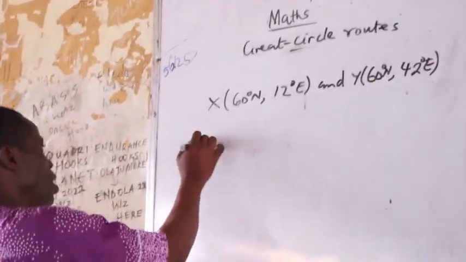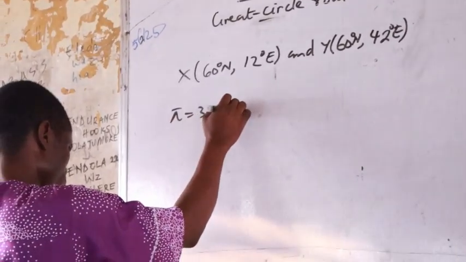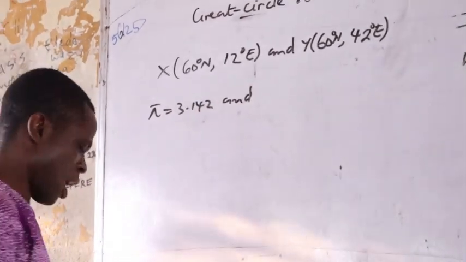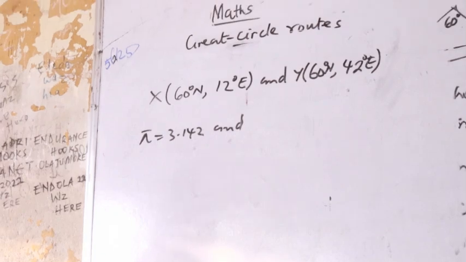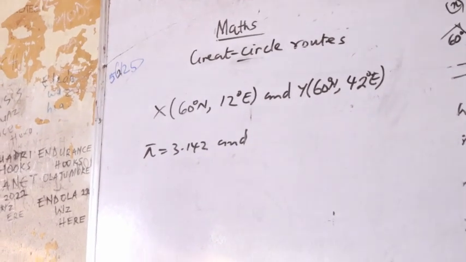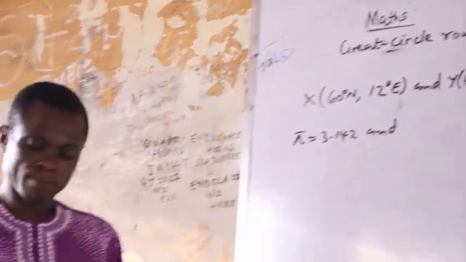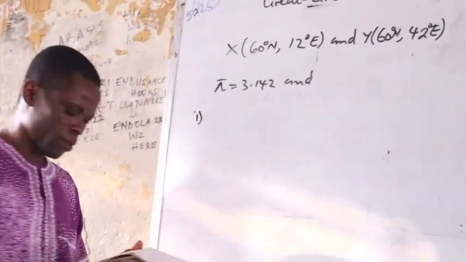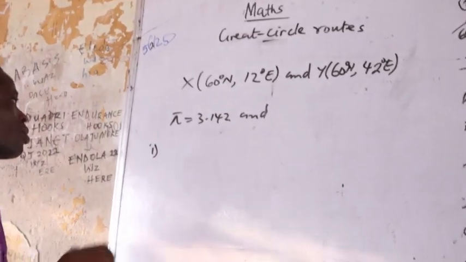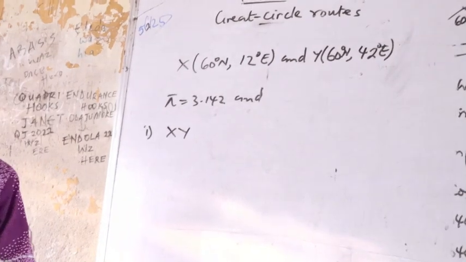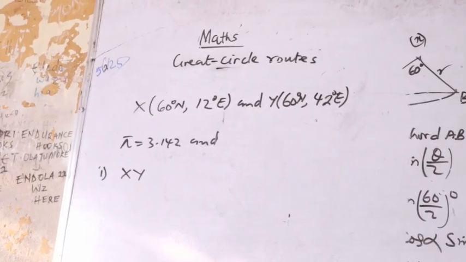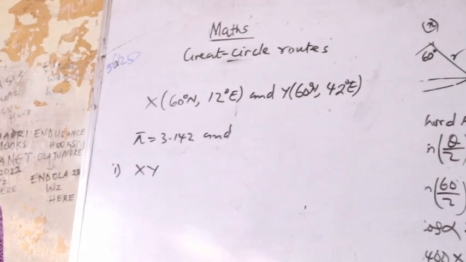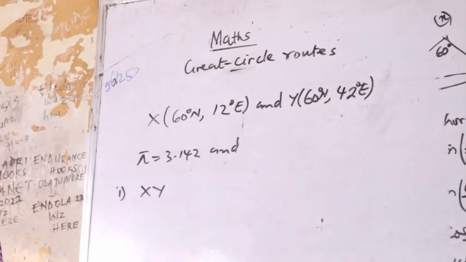B. Taking pi equals 3.142 and the radius of the Earth 6,400 kilometers, calculate, Roman figure 1, the length of chord XY, correct to the nearest 10 kilometers.